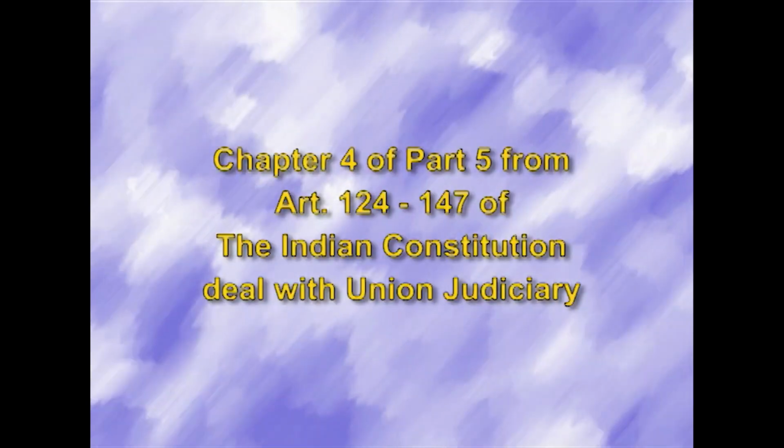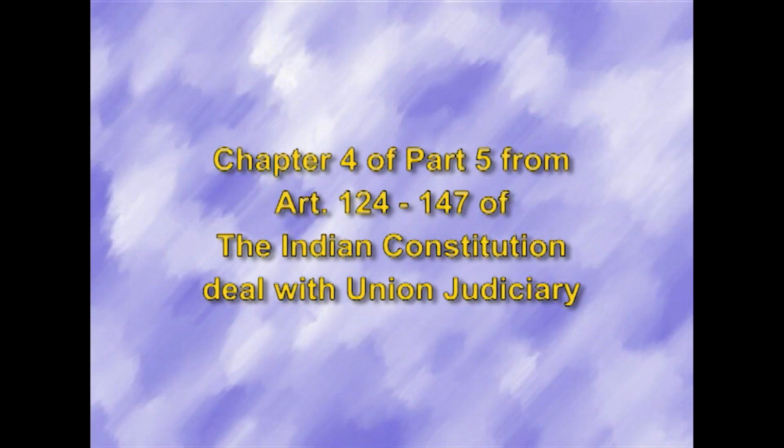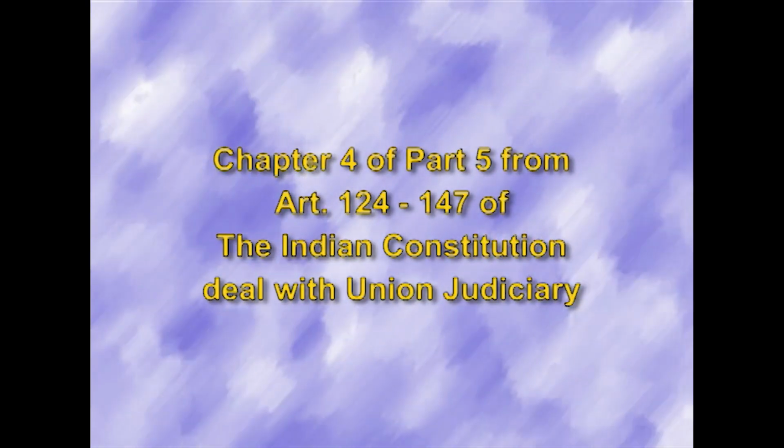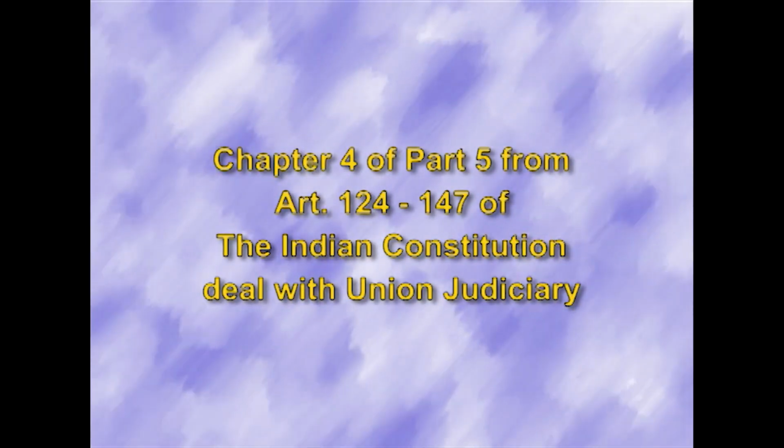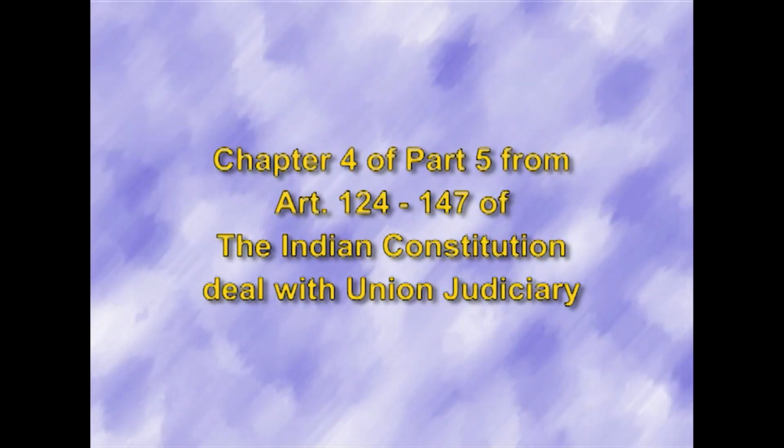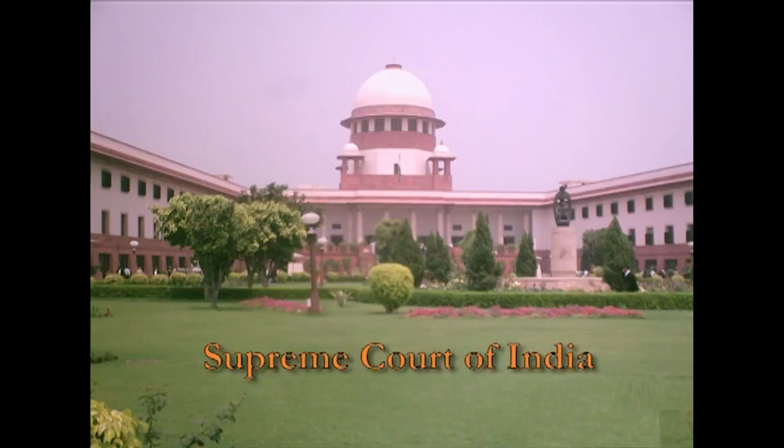This federal court became the Supreme Court of India after the inauguration of the Constitution in 1950. Articles 124 to 147 in Chapter 4 of Part 5 deal with the Union Judiciary, that is the Supreme Court of India. The Supreme Court sits in New Delhi. So that is the outline of the structure of the Indian judiciary.